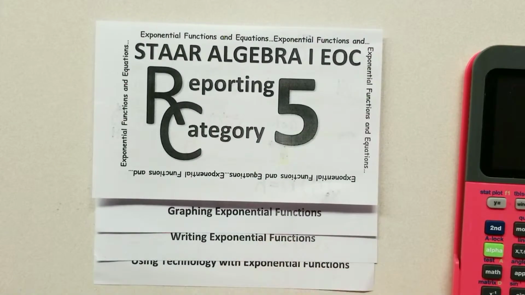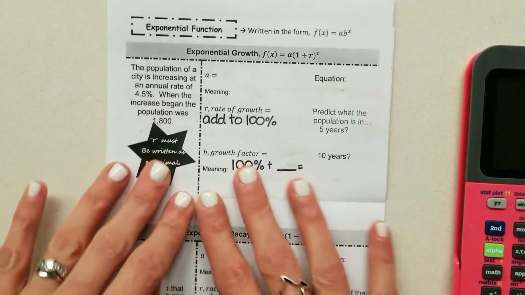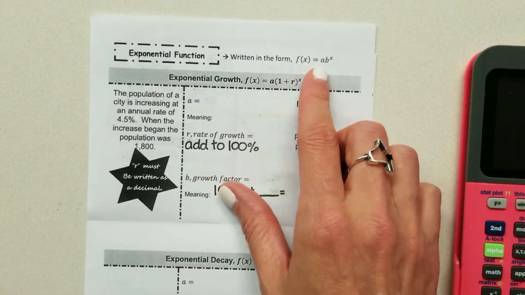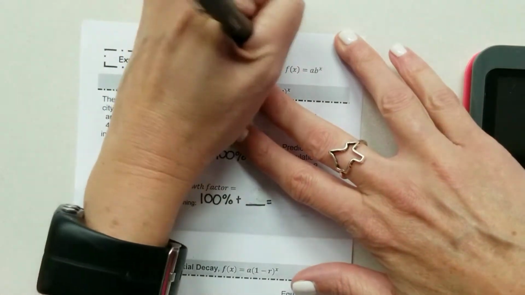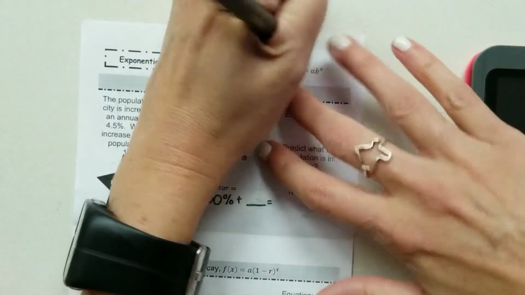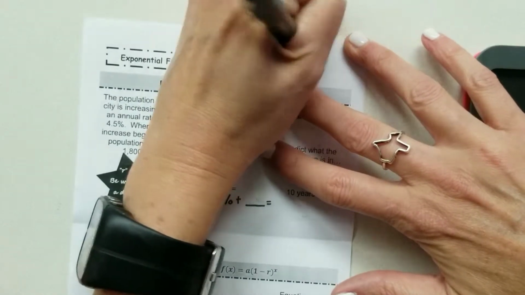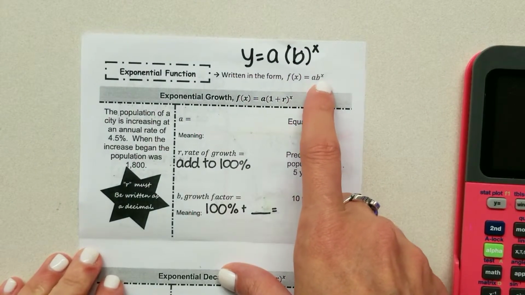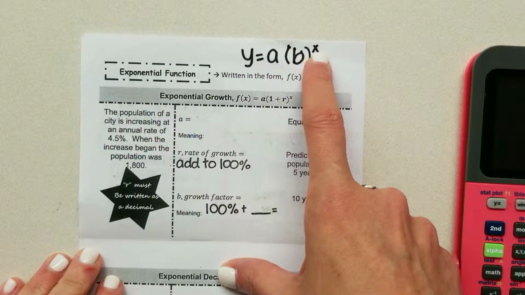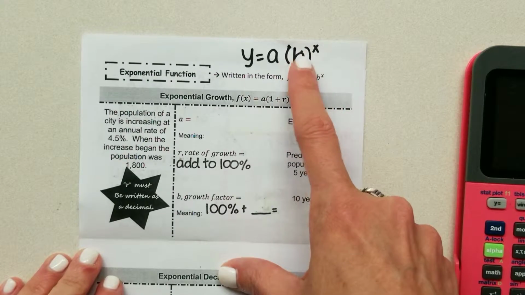Okay, so now we're going to look at reporting category number 5, writing exponential functions. So remember, we want to write in the form y is equal to a times b to the x. You can also think of this as your b is in parentheses. They may not always have it in parentheses, so you want to make sure you look at x being an exponent or a power, and that base of the exponent x is your b value.